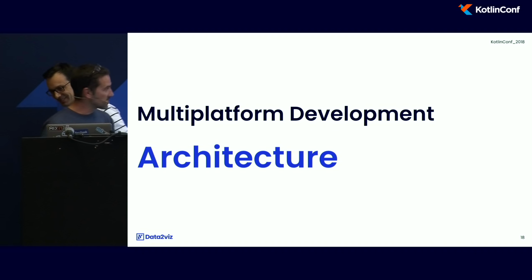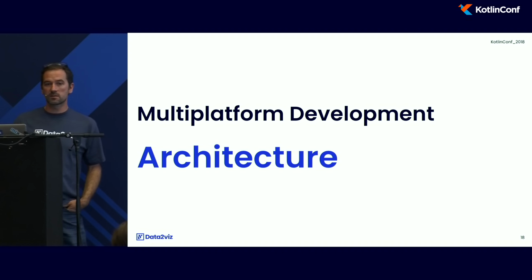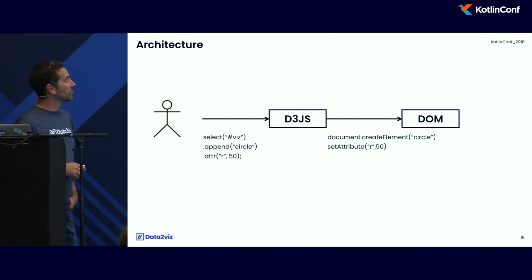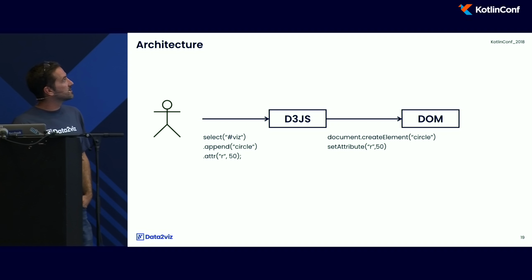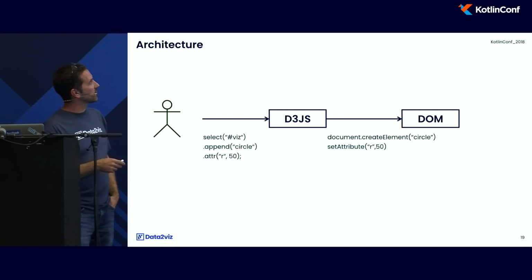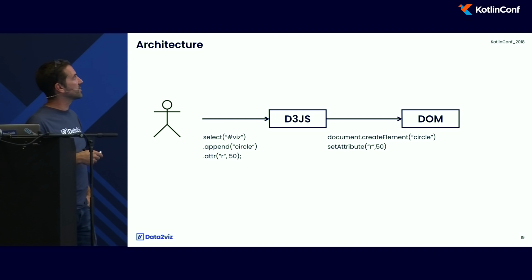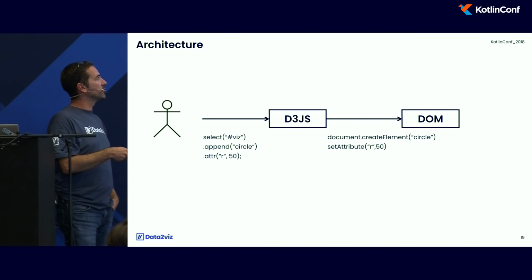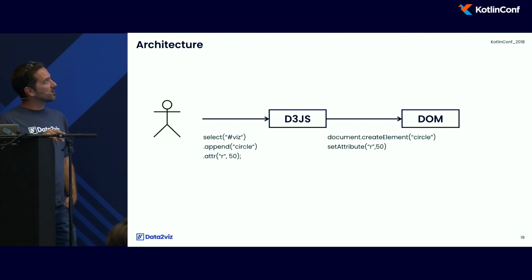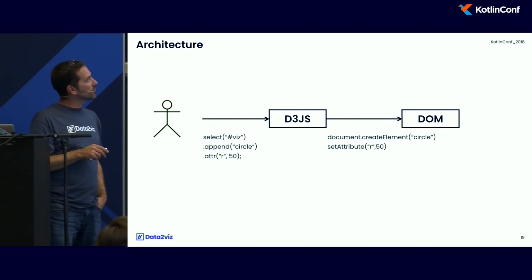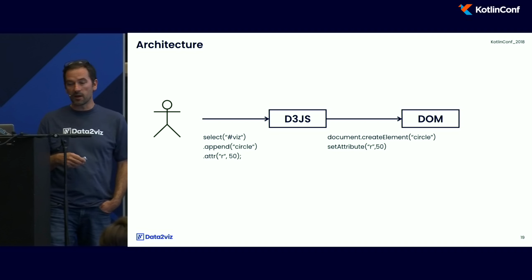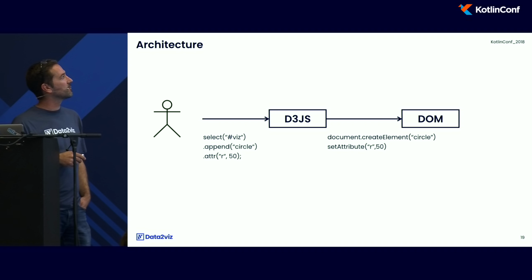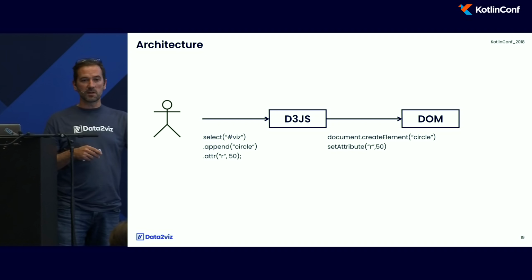Thanks. So now let's see how it's done internally. So let's go back to D3.js and see how it's working. So this is the code that the user developer is calling on the D3.js API. So there is this select element, append element, attribute, and under the hood, D3.js is going to call these functions on the browser API. So it's going to create an element circle, and it's going to call the set attribute on the newly created element.